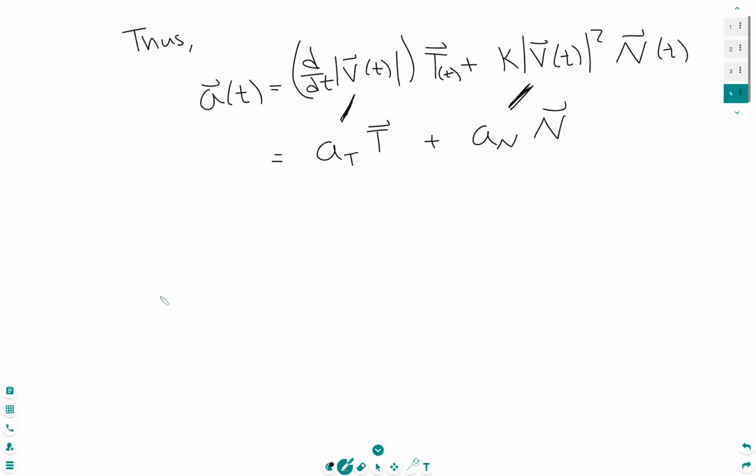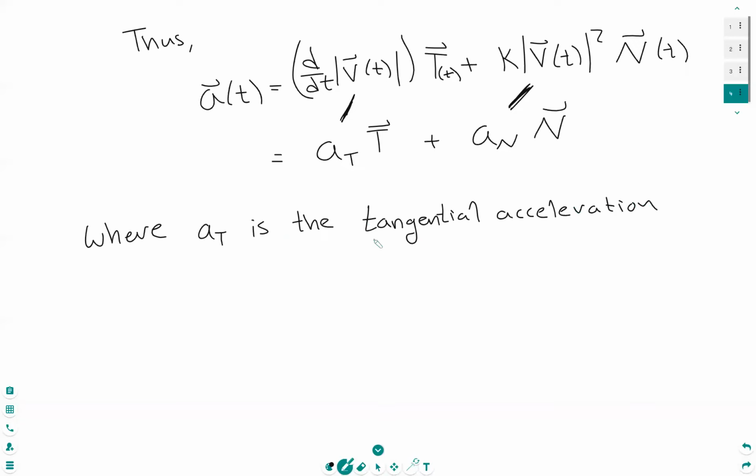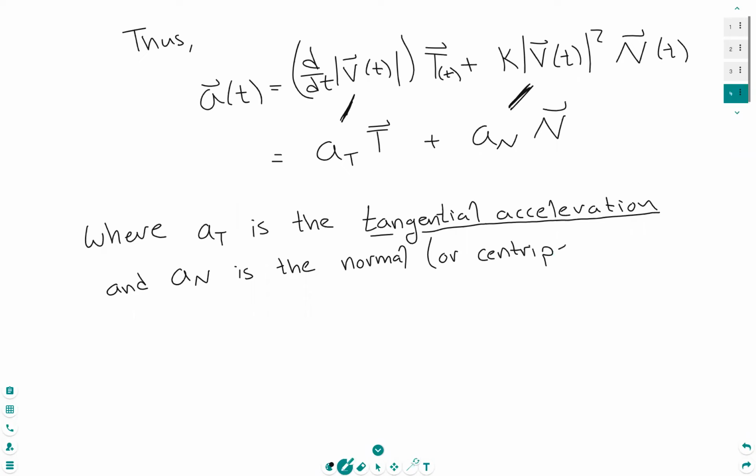Right, so let's define those, where AT is the tangential acceleration, and AN is the normal or the centripetal acceleration.